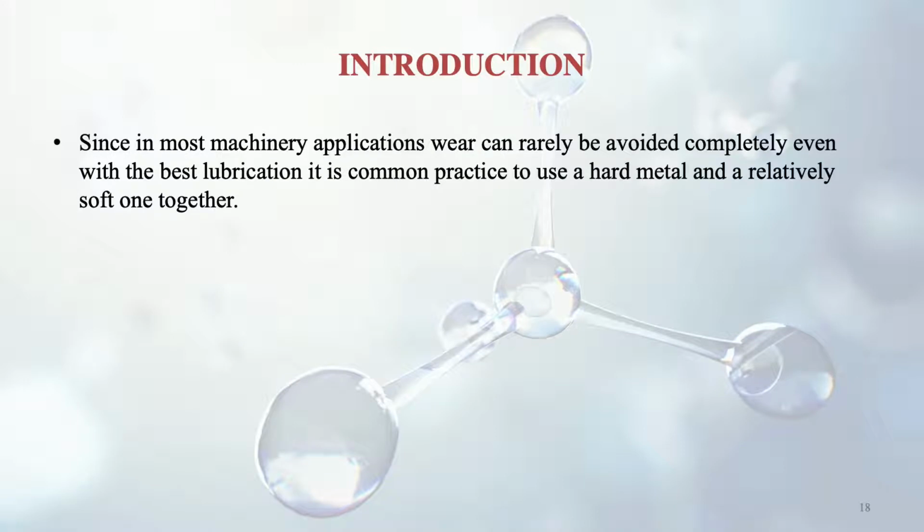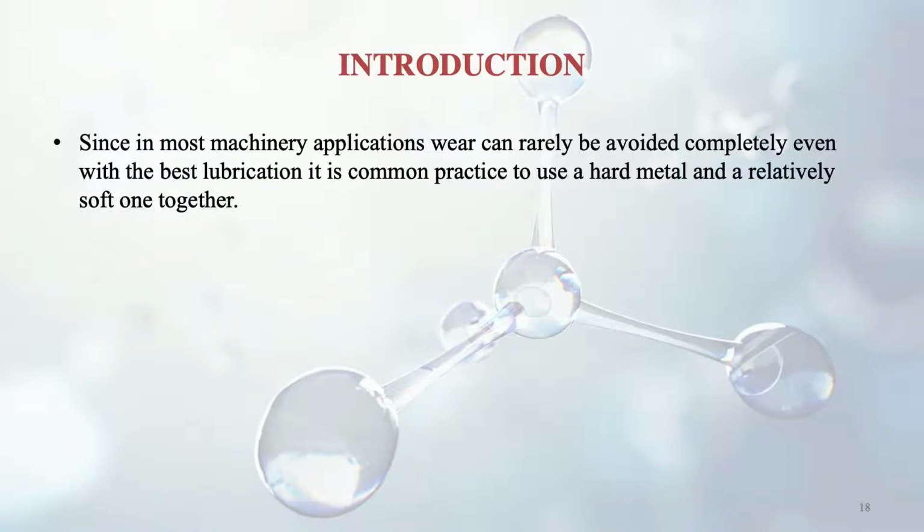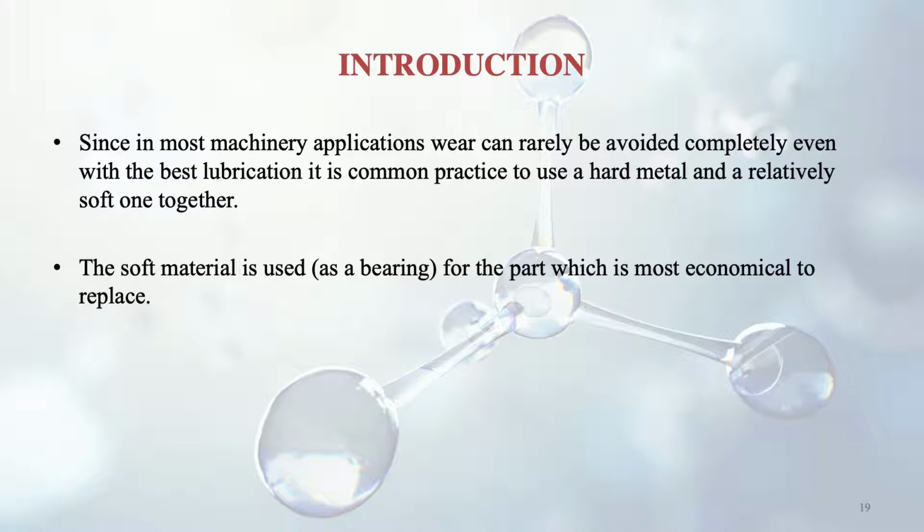Since in most machinery applications wear can rarely be avoided, ultimately everything has to wear out. Our bodies also wear out. It is like that in this world, things wear out, and this can rarely be avoided completely, even if we are using the best lubrication. It is common practice then to use a hard metal, to achieve the best possible result of minimum wear, and a relatively soft core together. The soft material is used as a bearing for the part which is most economical to replace.